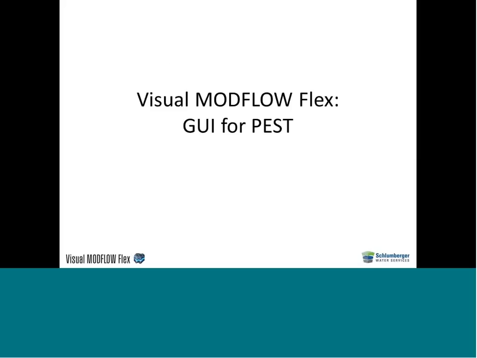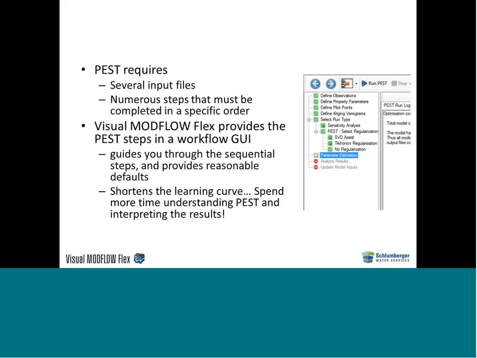So let's take a look now at how we integrated PEST into the Visual MODFLOW Flex GUI. PEST, as I mentioned in the last slide, requires several input files, but similar to a MODFLOW run, it also requires steps that have to be run in a specific order. So for example, if you're building a MODFLOW model, you need to build a grid, populate the properties, assign some boundary conditions using an interface, generate the MODFLOW packages, and run the simulation.